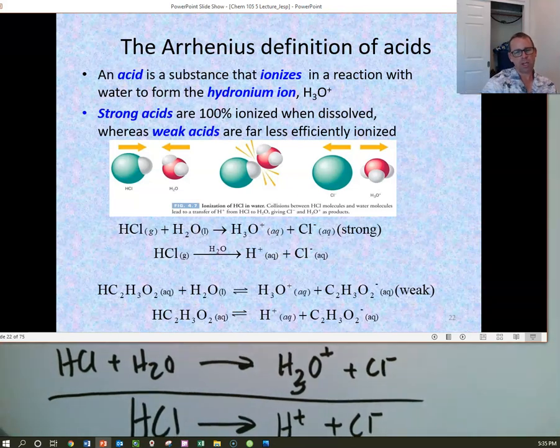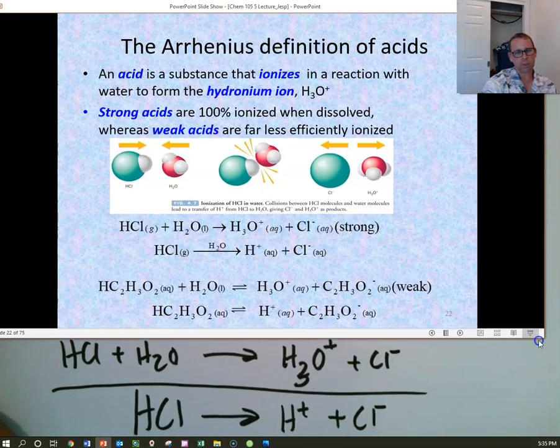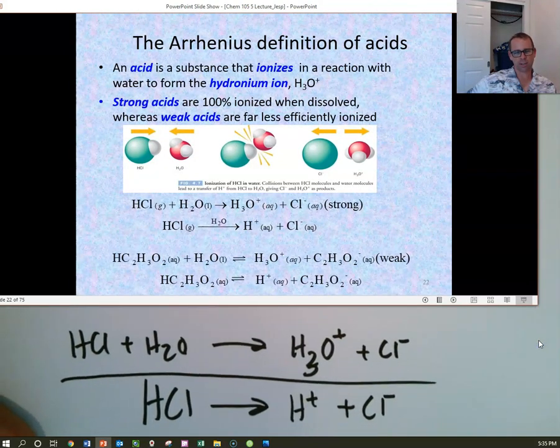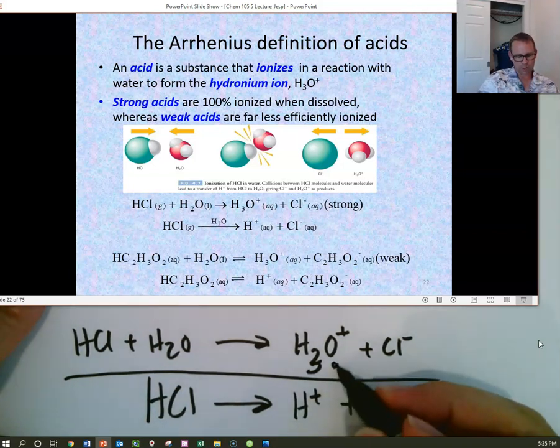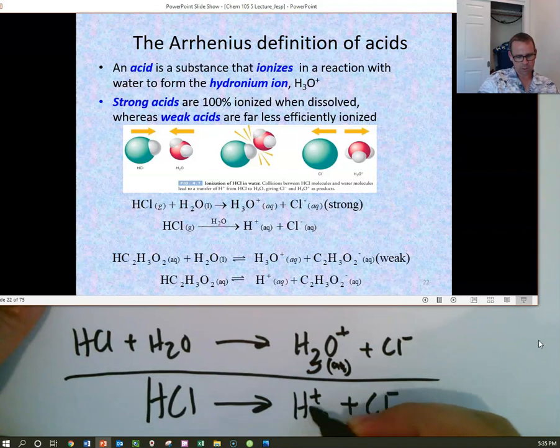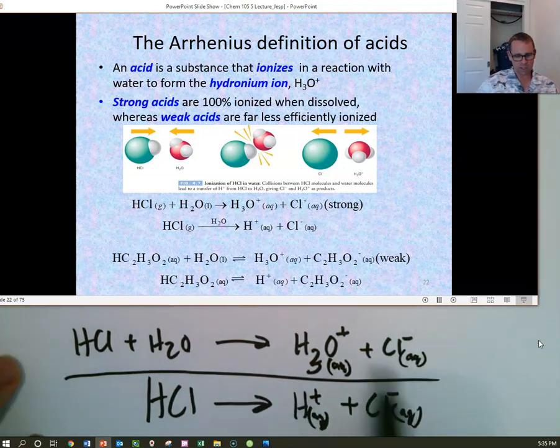So we have two different ways of writing the dissociation of our acid. Okay, very good. Can you see the differences here? One has the water molecule that picks up the hydrogen, and one just shows the hydrogen by itself. But both of these are indicated as aqueous, so all the ions here are surrounded by water molecules.